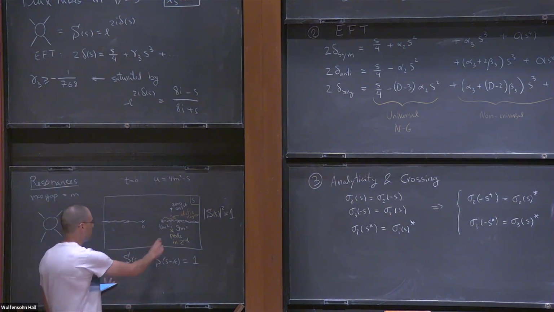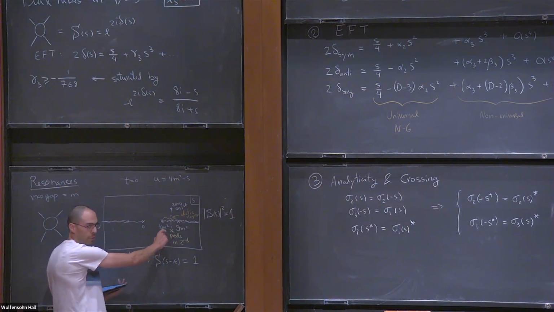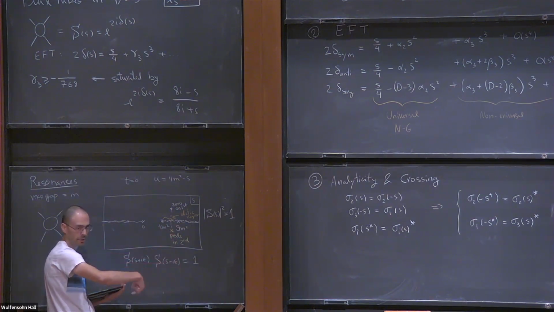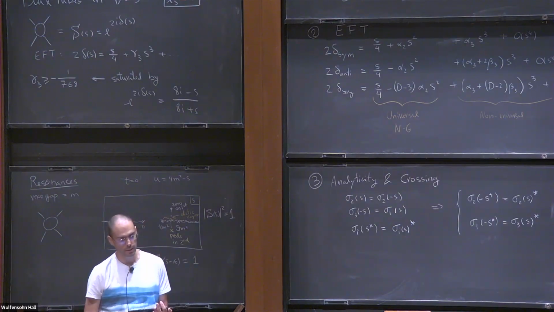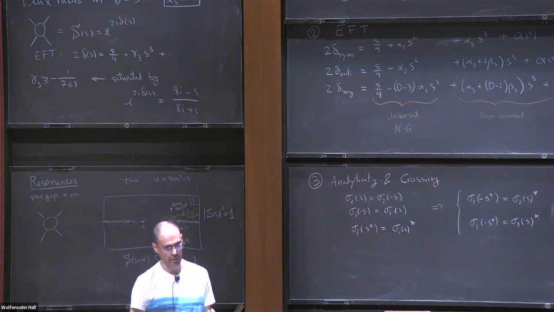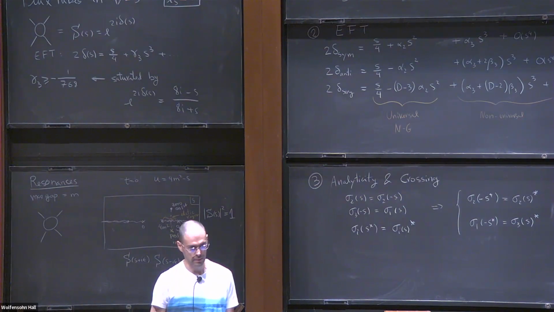No, it's a resonance, so it has both real and imaginary part, right? Because the imaginary part is the width, right? There is a decay rate, a decay probability for this particle. It's just a resonance.